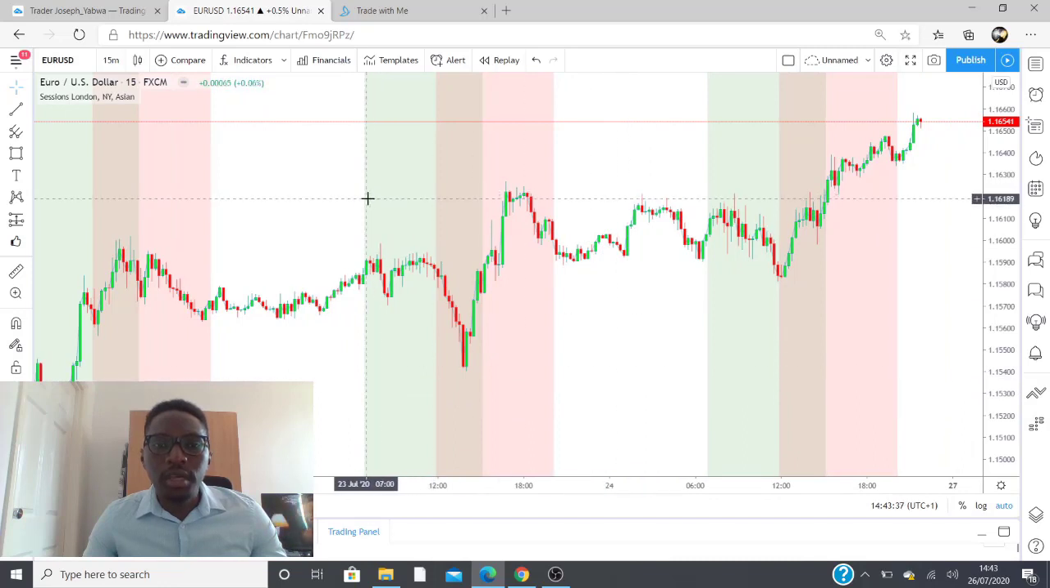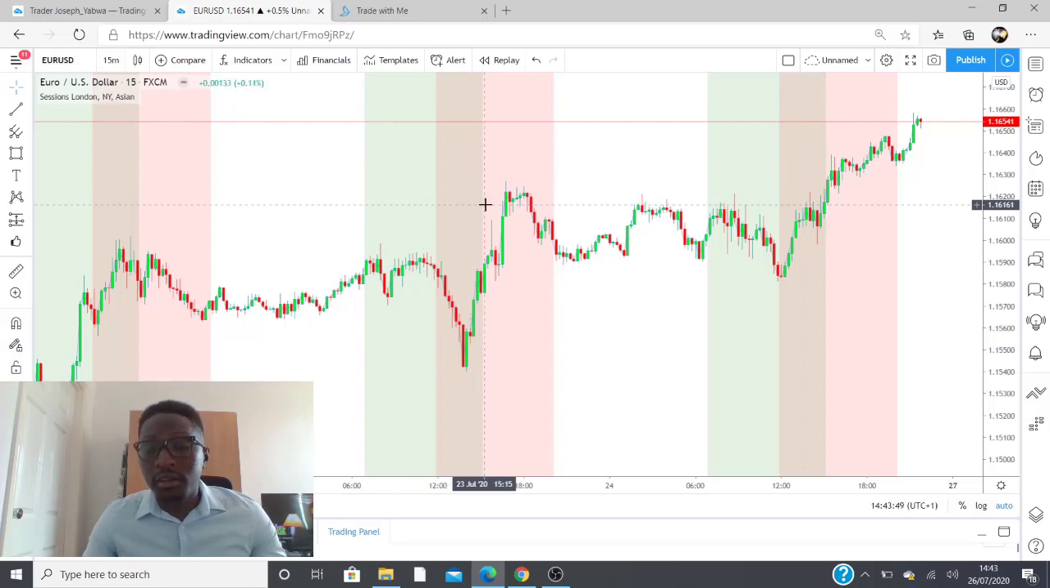Now here we have the London and the New York session overlapping, simply because we know that the London and European sessions usually start at about 6-7 in the morning, and end about 3-4 in the afternoon. And the New York session starts at about 12-1 in the afternoon and ends at around 8-9 in the evening. And after that we move into the Asian session.